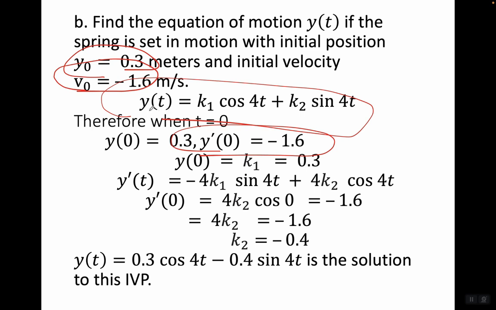Let's plug in 0 into this equation. Y of 0 is just going to be k1 because sine of 0 is 0. So we just get k1, and that's going to be 0.3. Y prime of t, let's calculate the derivative. Y prime of t is going to be negative 4 k1 sine 4t plus 4 k2 cosine 4t. Plug in 0, and again, sine of 0 is 0, so that's going to drop out. We're left with 4 k2 cosine 0 equals negative 1.6. 4 k2 equals negative 1.6 because cosine of 0 is 1. Therefore, k2 equals negative 0.4. So y of t equals 0.3 cosine 4t minus 0.4 sine 4t. That's the solution to this initial value problem.